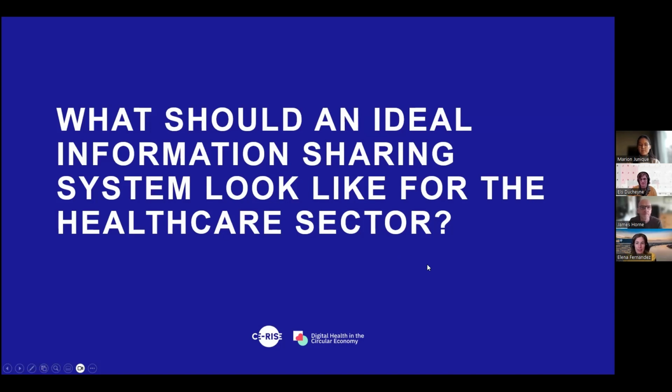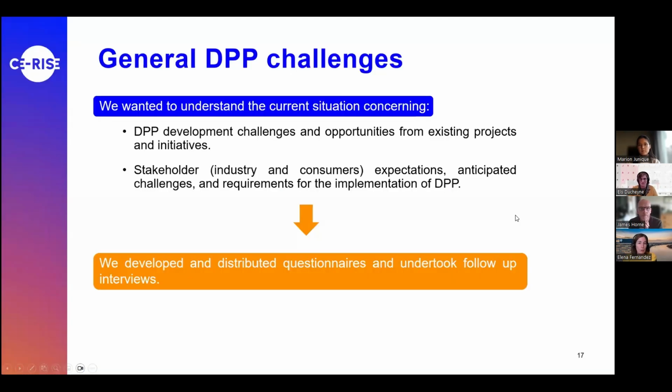I'm Elena Fernandez. I work for UNITAR, the United Nations Institute for Training and Research, and we lead the stakeholder engagement and training in the CRISE project. So I'm going to present the general challenges that we have identified related to digital product passports, or DPP. First of all, quick background information.